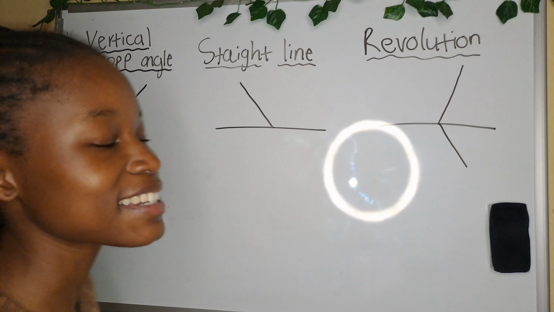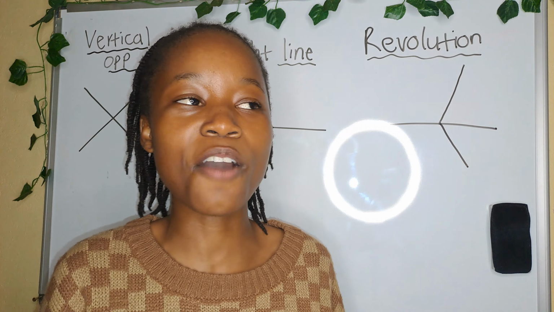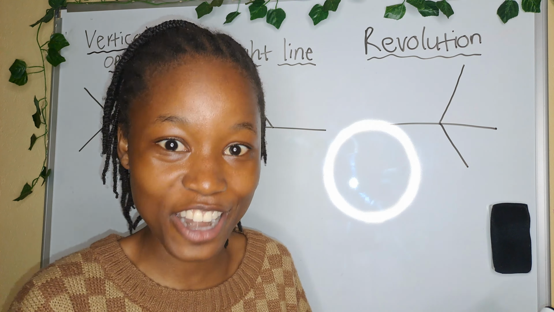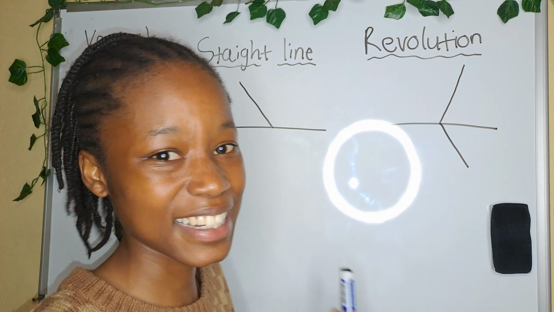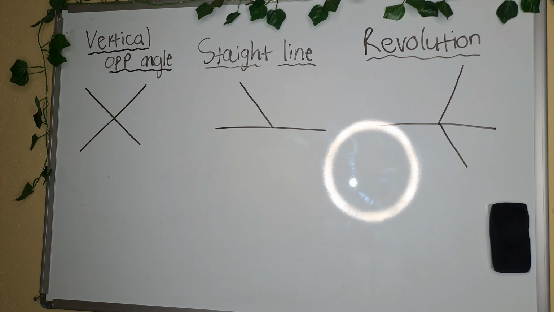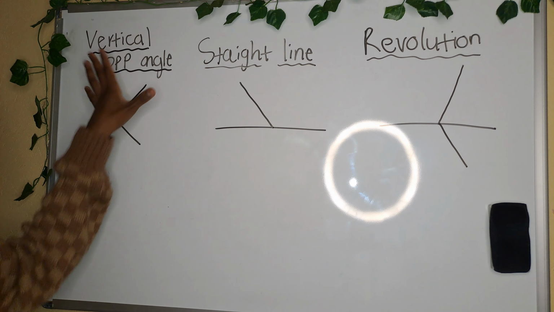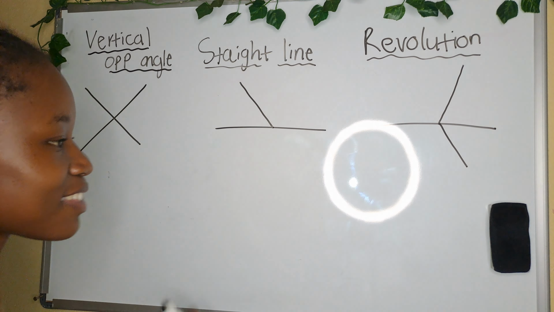So vertical opposite angles, it is for those who love pirates. So yeah, pirates for life. Anyways, I hate soccer.